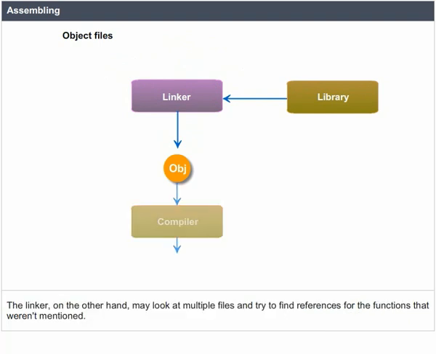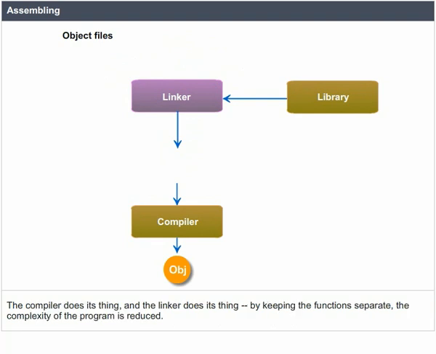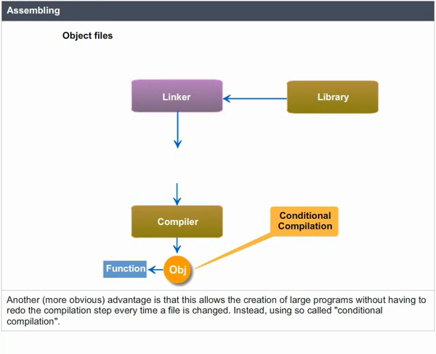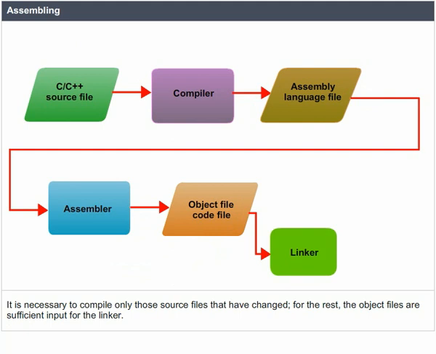The linker, on the other hand, may look at multiple files and try to find references for the functions that weren't mentioned. The compiler does its thing and the linker does its thing. By keeping the functions separate, the complexity of the program is reduced. Another, more obvious advantage is that this allows the creation of large programs without having to redo the compilation step every time a file is changed. Instead, using so-called conditional compilation, it is necessary to compile only those source files that have changed. For the rest, the object files are sufficient input for the linker.